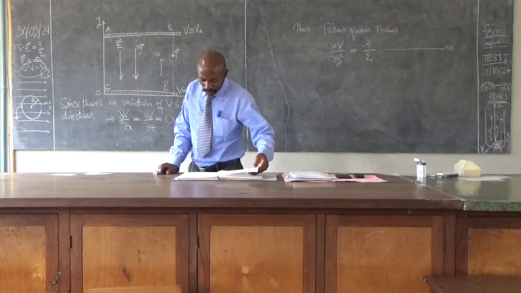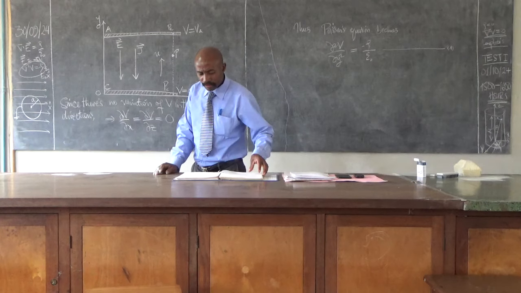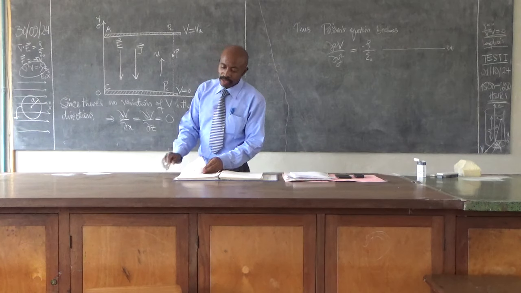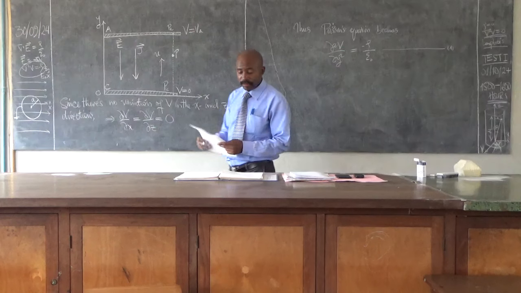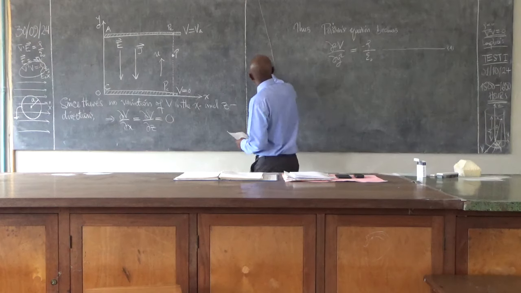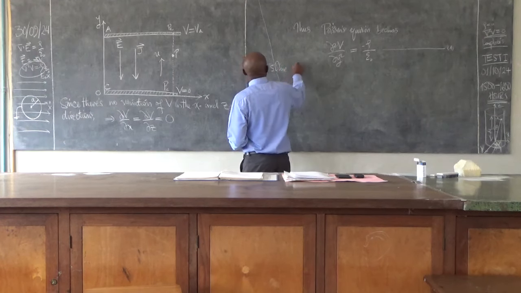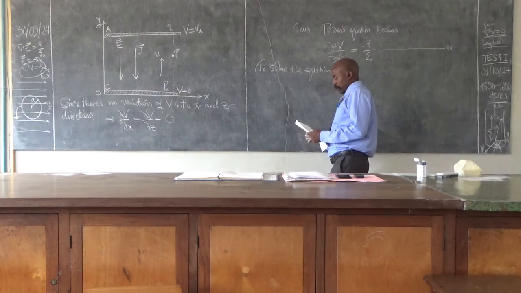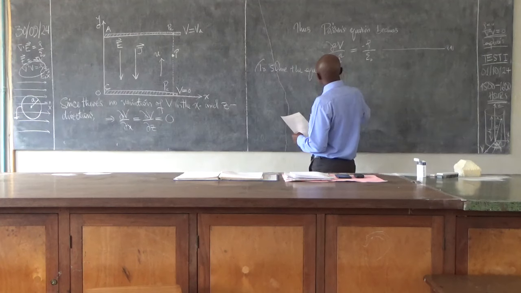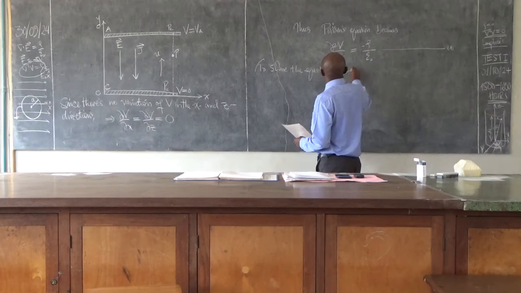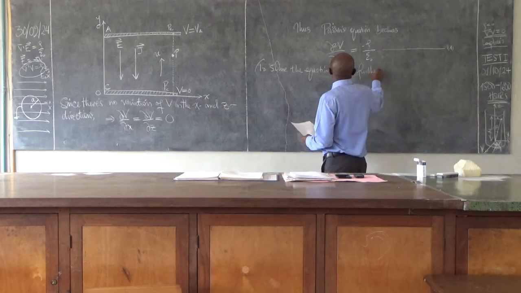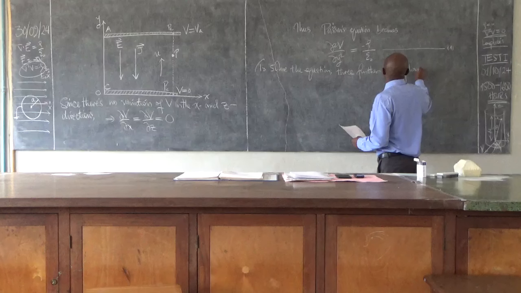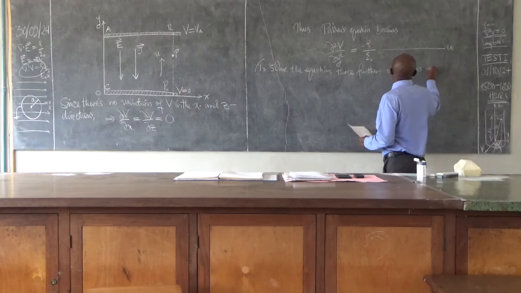We need to understand a couple of things going on. To solve the equation, we have to make a couple of other assumptions. To solve the equation, three further assumptions are made.